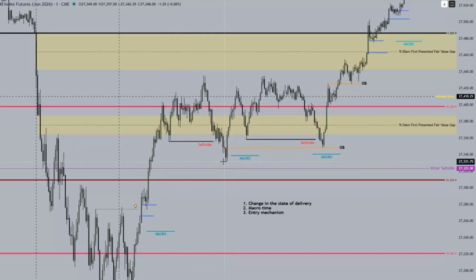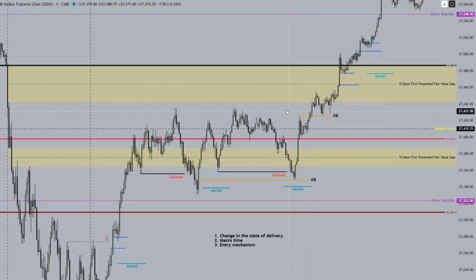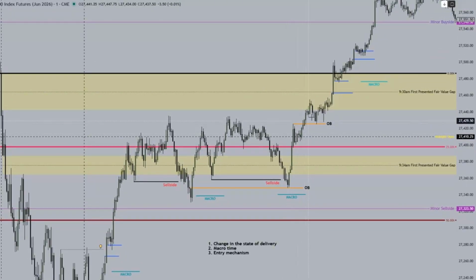So for example, we swept the liquidity here, we traded above the first presented fair value gap, and traded back into it. We are in a macro time. You could have entered inside this fair value gap, put your stop loss here, but you would have had to sit through a bit of this chop until the next macro comes along. As we're heading into the PM session, we sweep this liquidity into this order block, and then we have this clear displacement above this first presented fair value gap, and then you could have entered upon this candle retouching that 25% level.